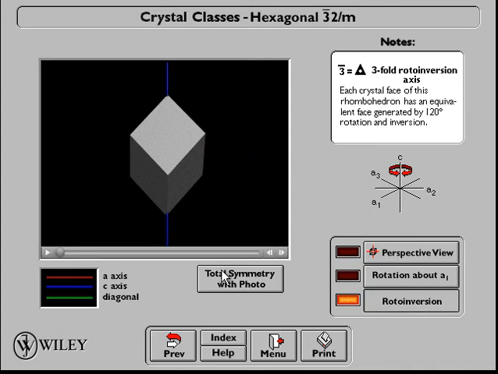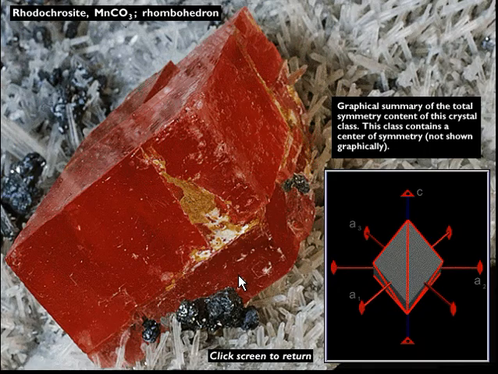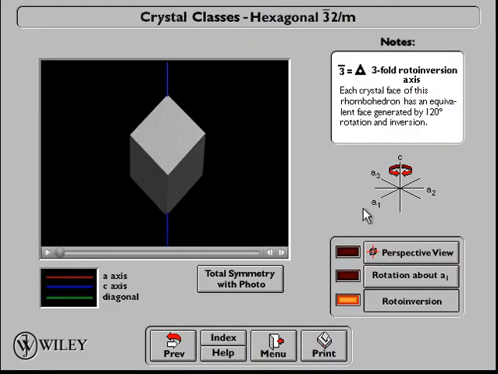We have here now, at first, a photo with the total symmetry. That is also the rhodochrosite, a manganese carbonate, as I mentioned before. Here we have the same things again. We have here our 3-fold roto inversion axis. So I must not go through it again in detail. Here we have the symbol for a 3-fold roto inversion axis. Each crystal face of this rhombohedron has an equivalent face generated by 120-degree rotation and inversion.